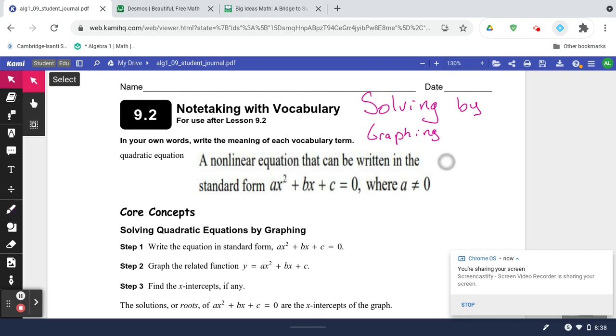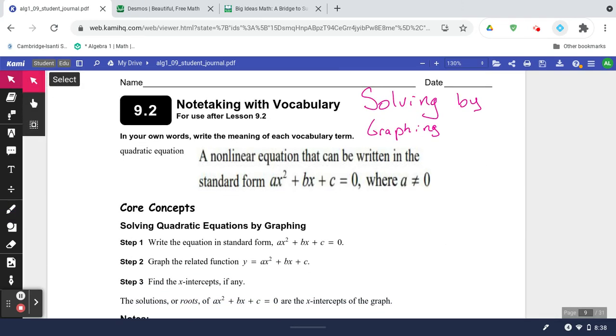Hello, everyone. We are going to be doing the 9.2 notes for today. We are on page 283 here in that student journal. We're going to do 9.2 in class both days. It's short enough that I'm doing it on A day and B day.